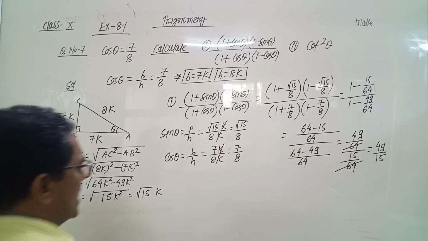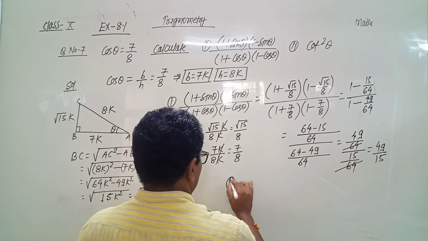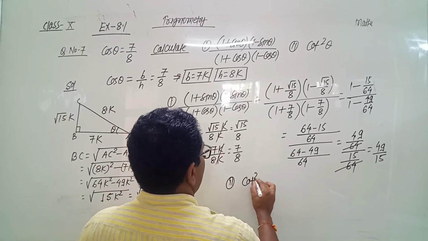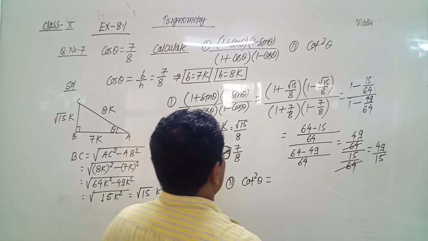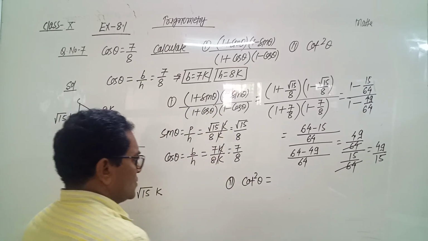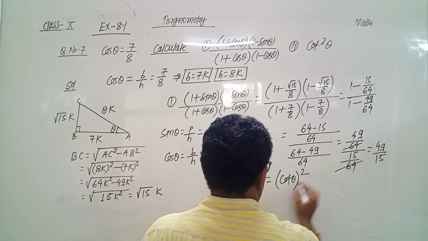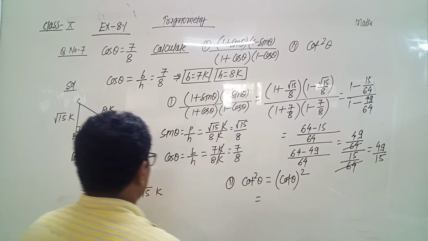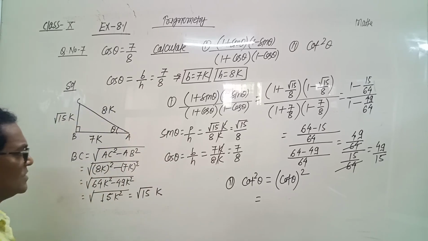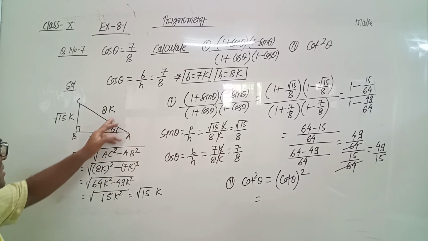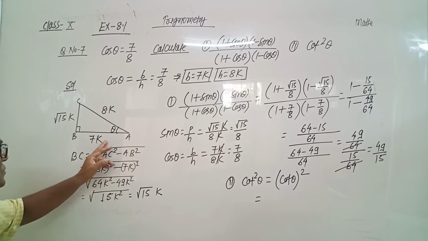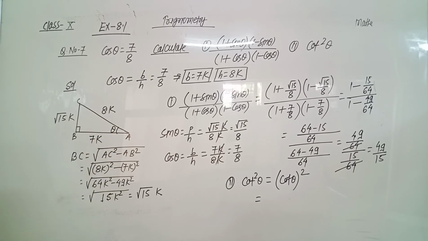Now the second part we have to calculate: the value of cot square theta. So cot square theta can also be written as cot theta the whole square. And the value of cot theta equals hypotenuse upon base.